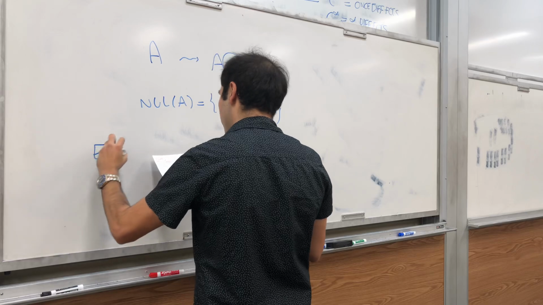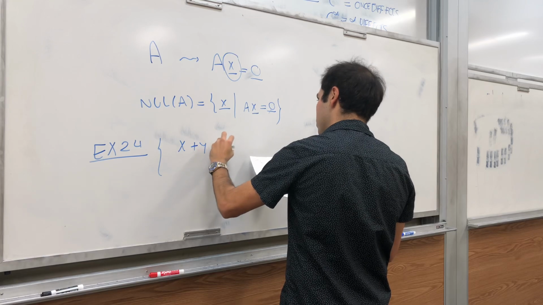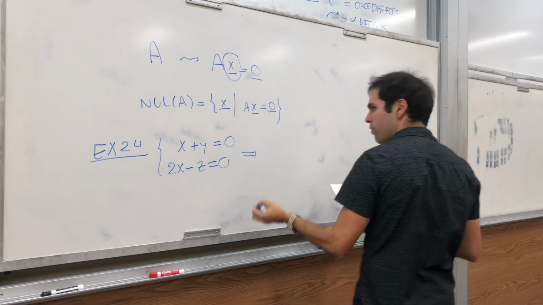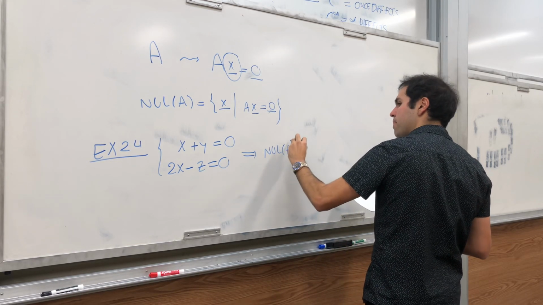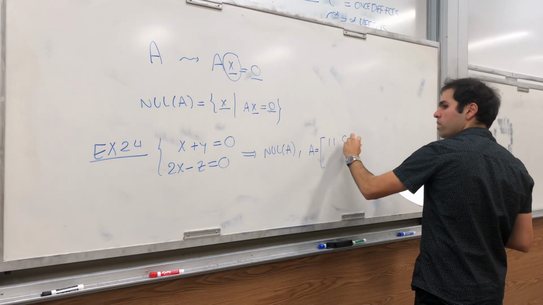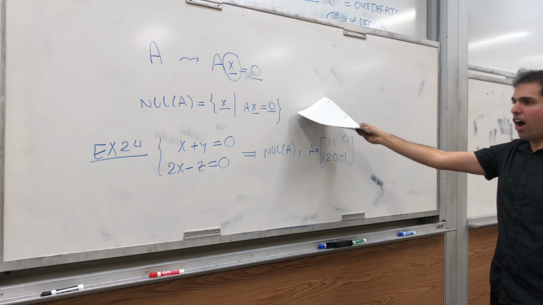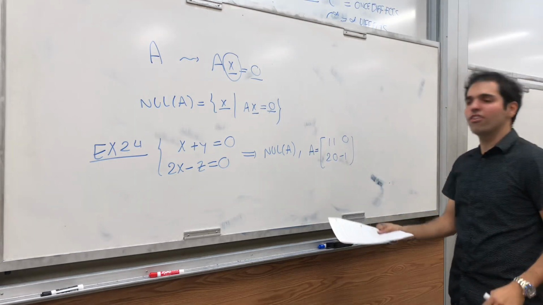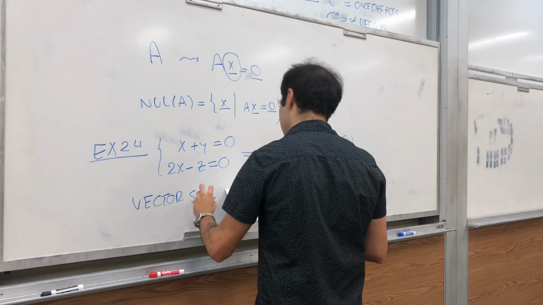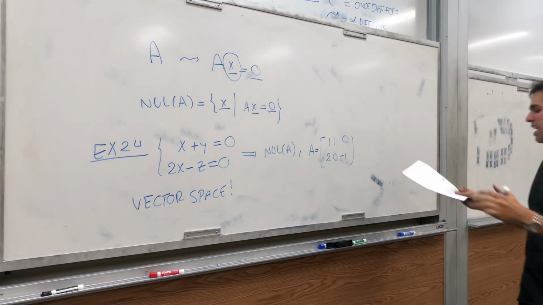So for example, if you take the set of solutions of x plus y equals 0 and 2x minus z equals 0, well, you can write this as the null space of A, where A is just the matrix 1, 1, 0, 2, 0, minus 1. And by what I've shown, this is automatically a subspace and therefore a vector space. Of course, you can write this as a line, but still, it's kind of cool, just abstractly.